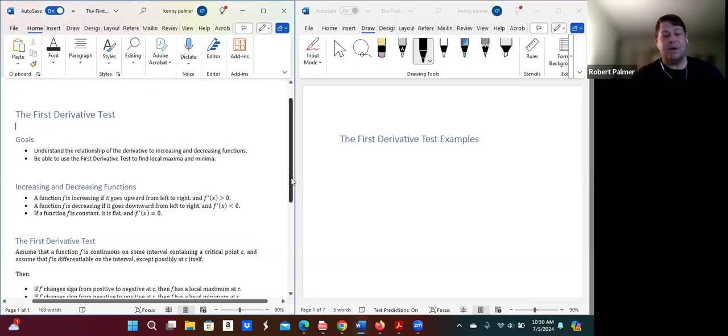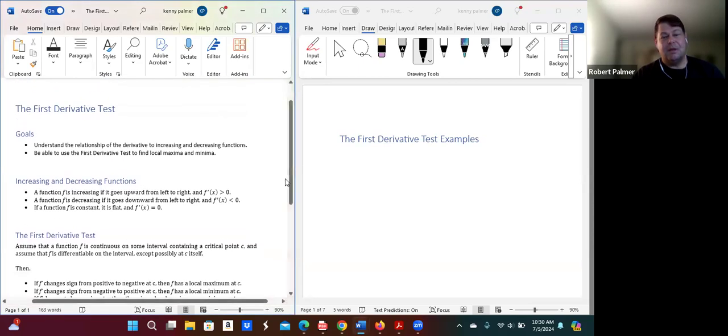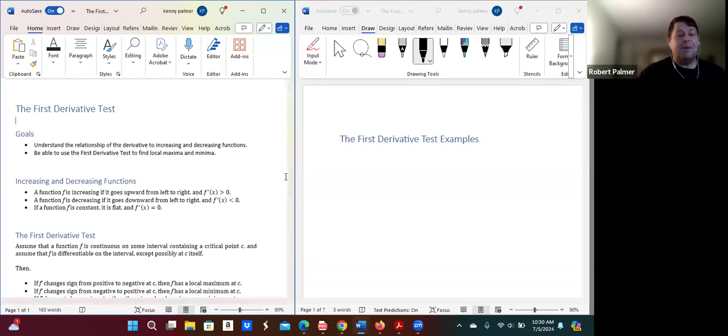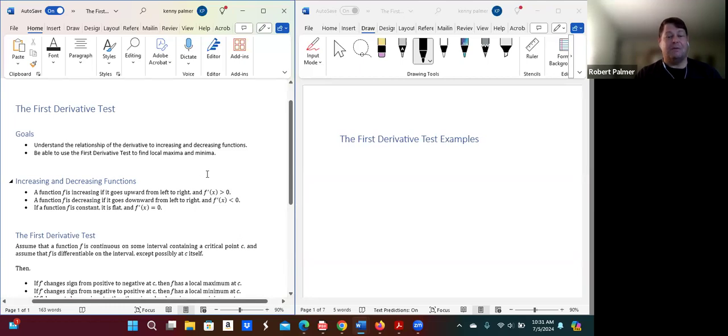So first, let's talk about increasing and decreasing functions. This is something you've probably seen in algebra before. You might have also mentioned it in other calculus topics. But remember that if a function is increasing, we think of it as going upward from left to right. And it turns out that where a function is going up from left to right, the first derivative in that part of the graph is positive. So if a function is increasing in some place, the derivative at that place is positive.